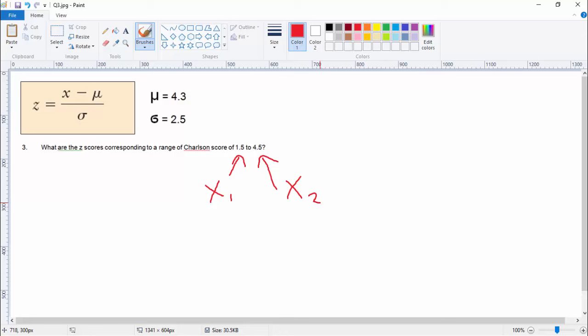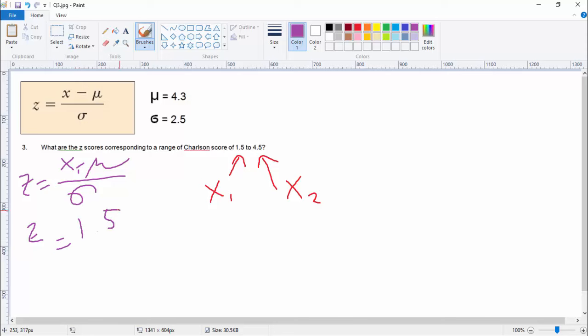So let's start with x1. Oh, let's choose a different color. I'm so sick of red. It's so alarming, you know. Okay, I don't know why I just love to rewrite the equation. It just gets me in the mood. All right, so that's the equation. So how do we fill it in for x1? So we'll see z. I'm going to put a little 1 in there. Okay, z1 equals, well, x1 is 1.5, right?